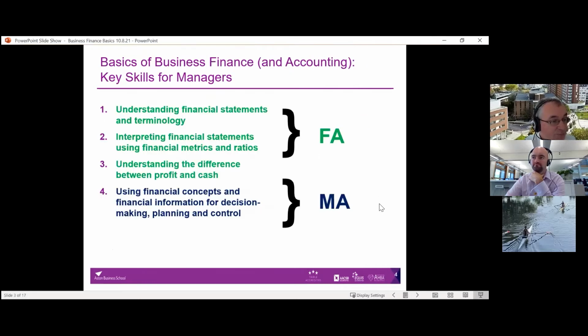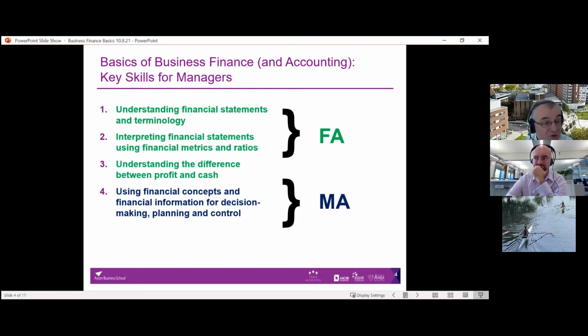Let's make a start. I've been asked to cover off some basics of business finance. I'm interpreting that as business finance and accounting, and I've picked out what, over the last 25, 30 years, I perceive to be some of the most important financial literacy skills for managers. Understanding financial statements and terminology, being able to interpret financial statements using metrics and ratios, understanding the difference between profit and cash, and then using financial concepts and financial information for decisions, for better planning, for better control. We might call that financial management, I guess.